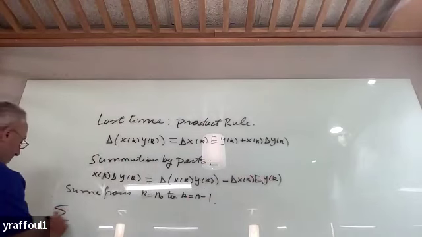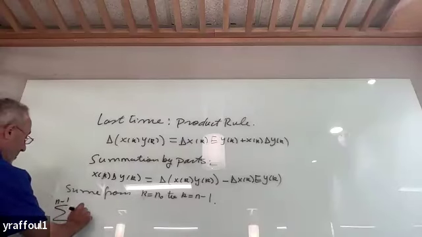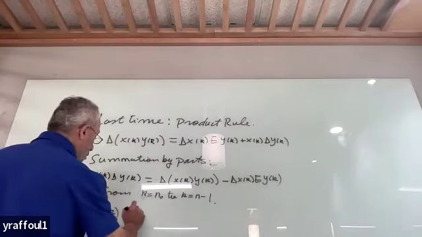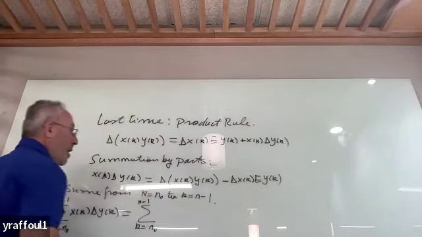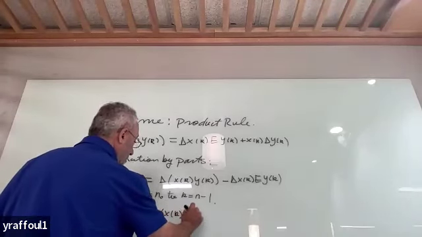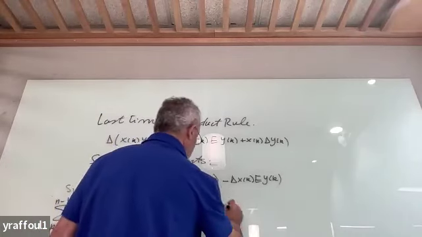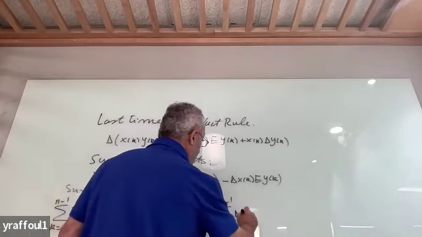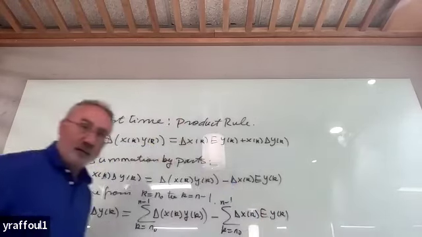So if I do that, I get the sum from k equal n0 to n minus 1 of x_k del y_k equal to the sum from k equal n0 to n minus 1 of del x_k y_k minus the sum from k equal n0 to n minus 1 of del x_k E y_k. Okay.